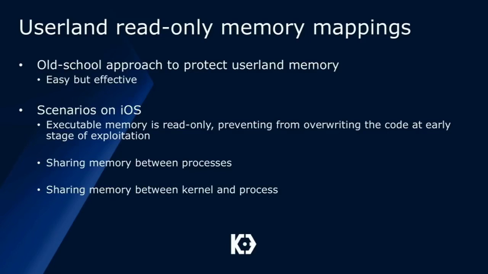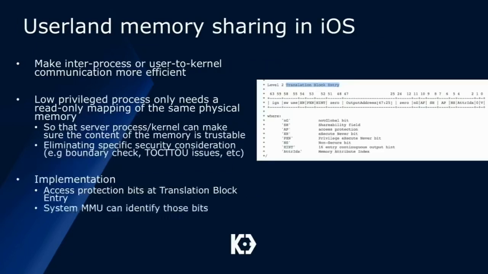The second scenario is sharing memory between processes. For example, two processes share one physical copy of the memory. And the third scenario is sharing memory between the kernel and a process. Memory sharing at userland makes inter-process or user-to-kernel communication more efficient. This is because you do not need to use the traditional message sending mechanism, like calling some syscall or some trap to send the buffer from the user to the kernel.